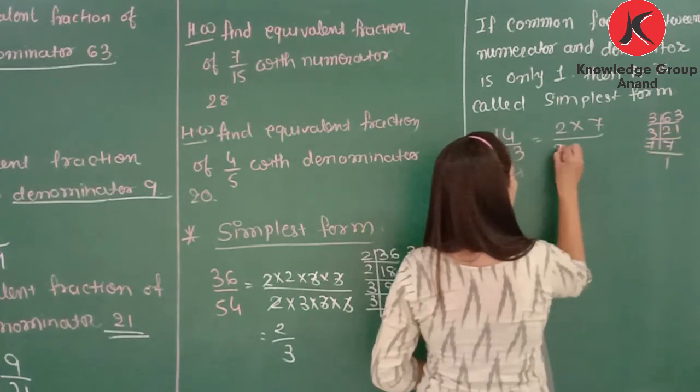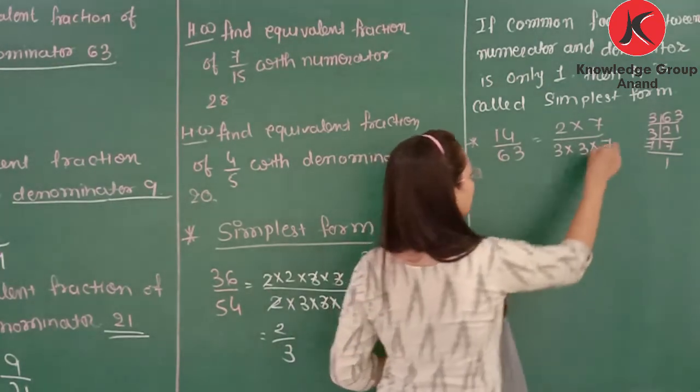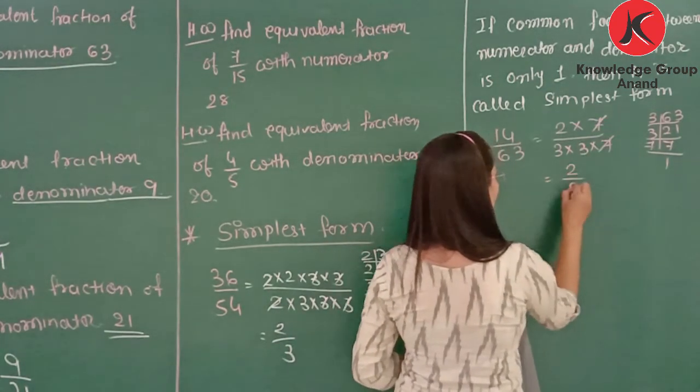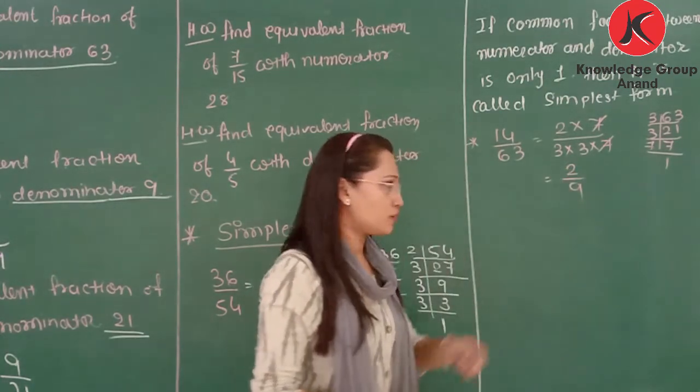So factor of 63 are 3 multiply 7. Now cut the common factor 2 by 2. So now it is not possible to cut any factor between 2 and 9.